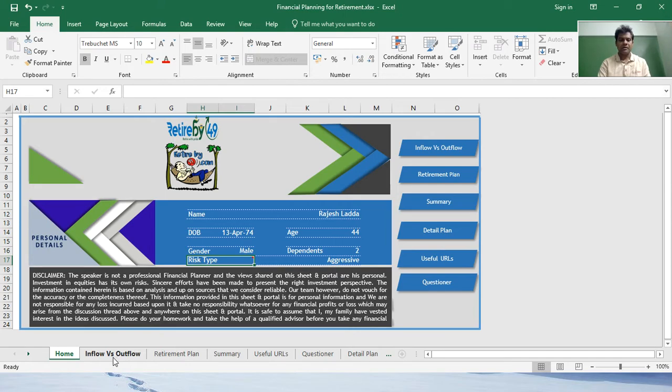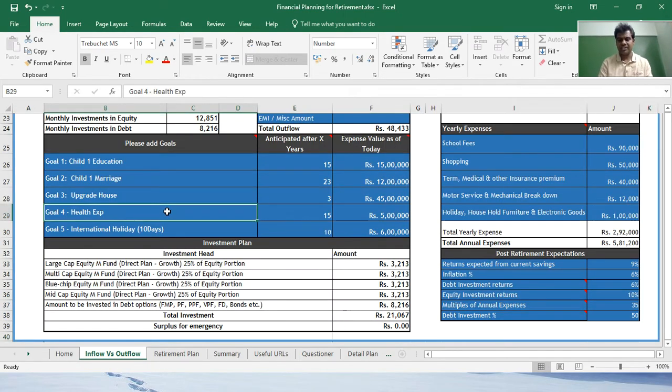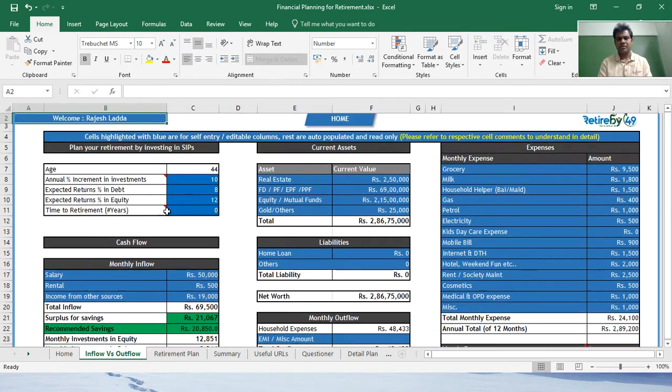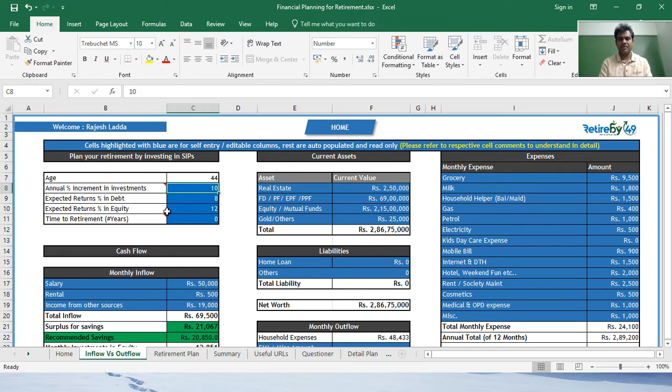Okay. Now let us look at the inflow versus outflow sheet and how it will help you. So the very first column, it will automatically compute your age, and the second column is asking how much annual percentage you should increase in your investment. Let's say for example, this year we have started with 20,000, so next year 10% more is 22, then it becomes 26, and so on and so forth. So you'll be increasing your investment by 10 percent.